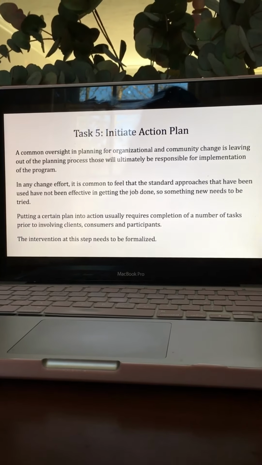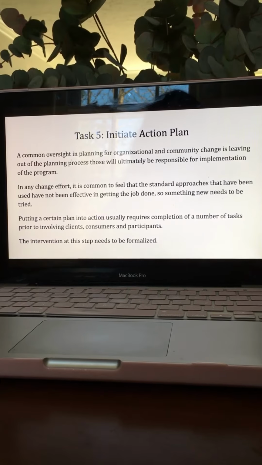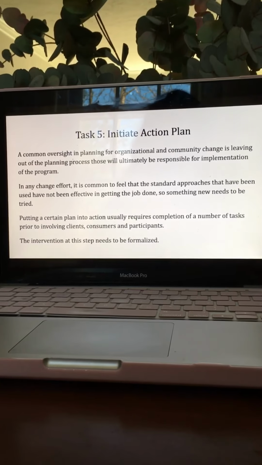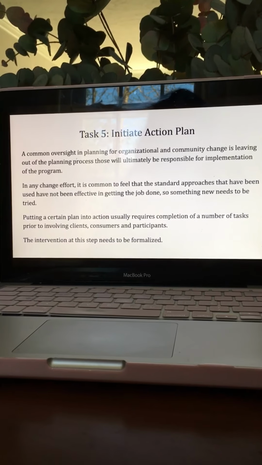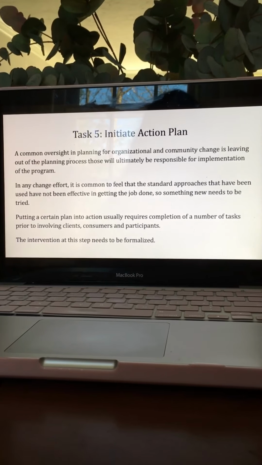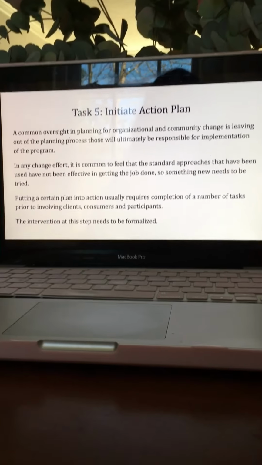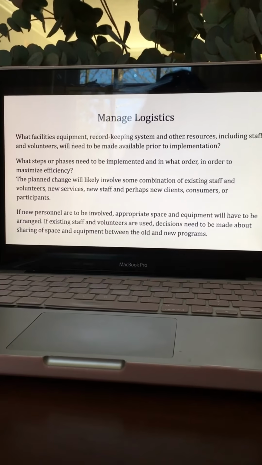Putting a certain plan into action usually requires completion of a number of tasks prior to involving clients, consumers, and participants, just so we can see how it works first. And then in order for the action to take place, the intervention needs to also be formalized. So it needs to be formalized and it needs to make sense. And clients, consumers, and participants need to make sure that it makes sense to them before a certain action can take place.